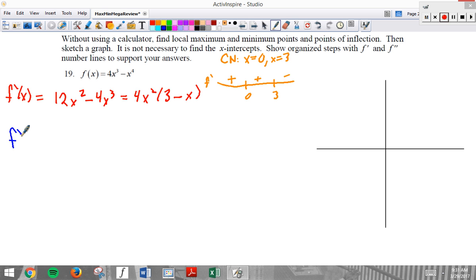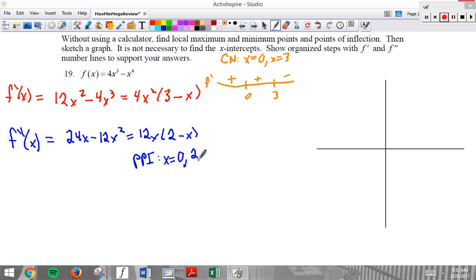The second derivative, and again you want to start out with this form. You can do all your work with this. It's the product form, product rule. Well, it's a little bit hard, and I don't want to work hard, I want to work smart. 12x factors out, leaving it 2 minus x. So the possible points of inflection are x equals 0 and x equals 2.